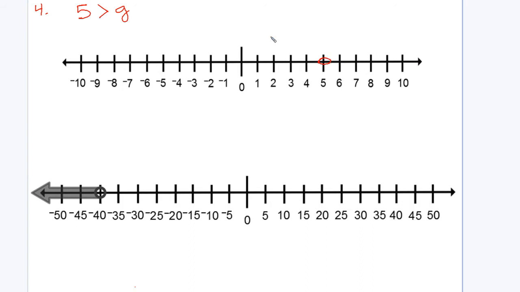Give me some numbers to the right. Is 5 greater than 8? No. Is 5 greater than 10? No. Is 5 greater than 1? Yes. Is 5 greater than 0? Yes. So I'm going to shade to the left.